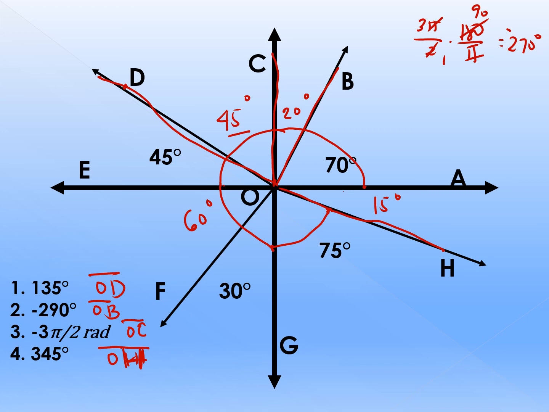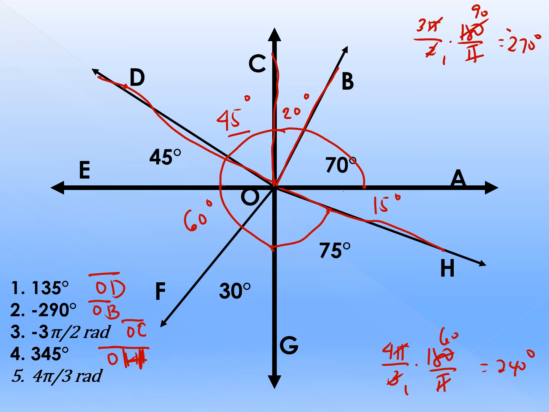Let's try another example. 4 pi over 3 radians. Again, if it is in radian measure, we need to transform that into degree form. So 4 pi over 3 times 180 over pi. Cancel pi. 180 and 3 are both divisible by 3. 3 divided by 3 is 1. 180 divided by 3 is 60. 60 times 4 is equal to 240 degrees. So since that is positive, the rotation will be counterclockwise.